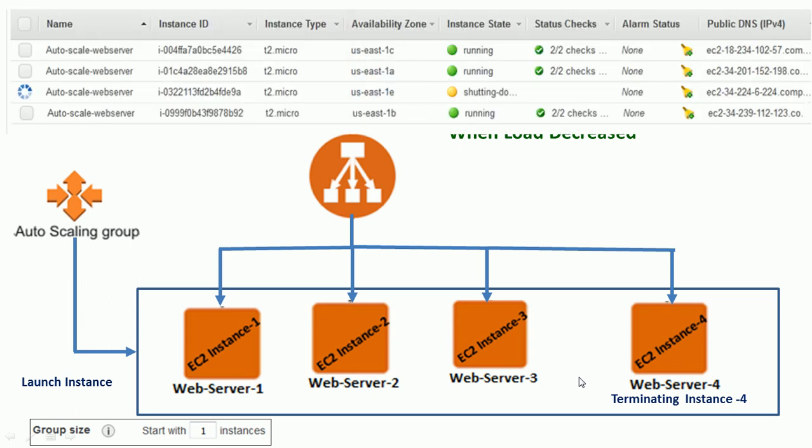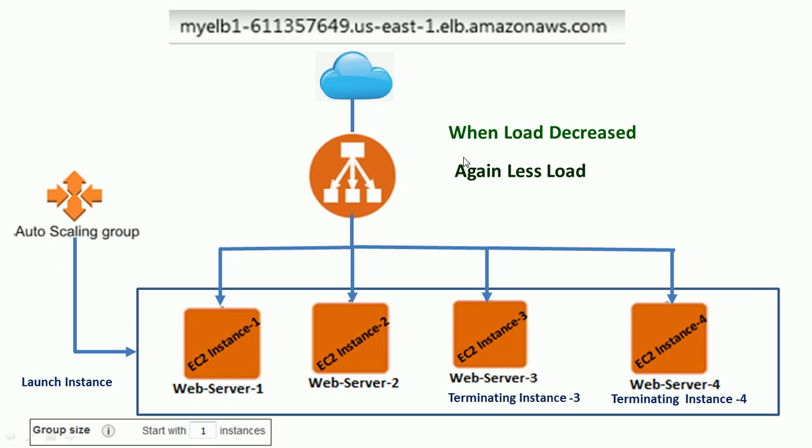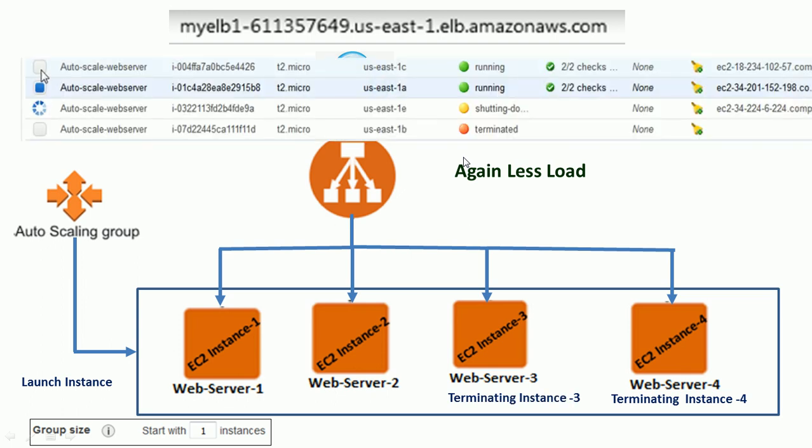See now what is happening. This auto scaling group is automatically going to terminate one of the instances. And still again the load is less, so again it's going to terminate one more instance. So you can see this one more instance is also going to terminate now.